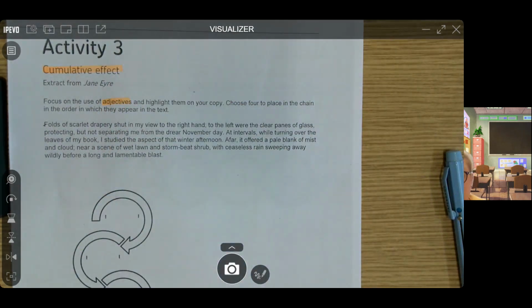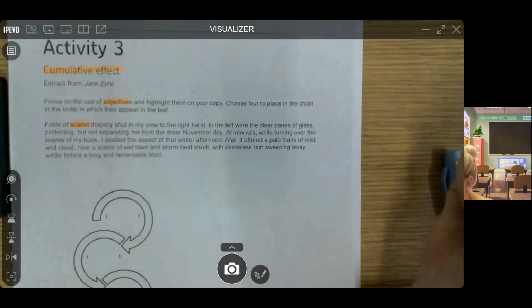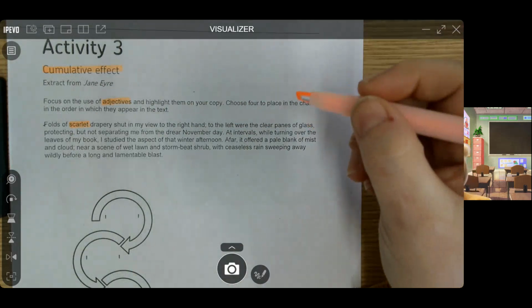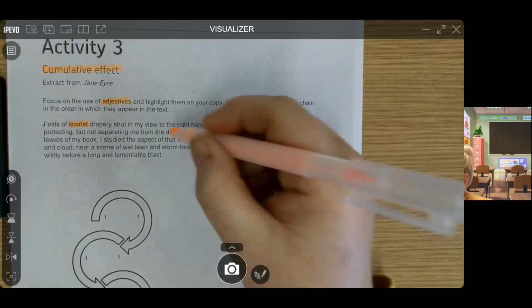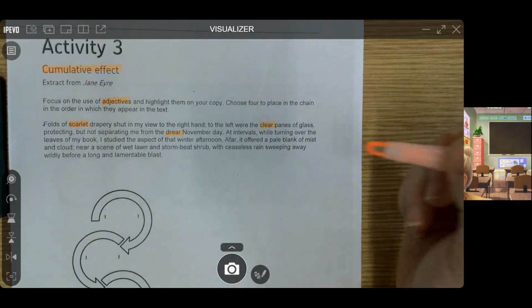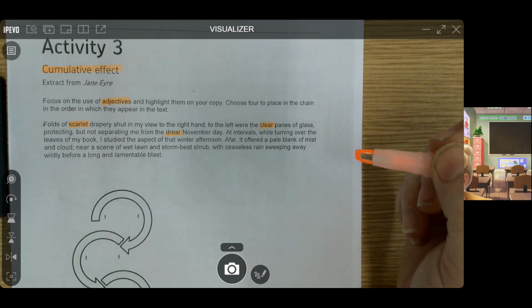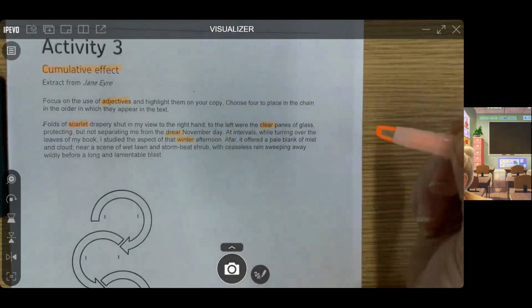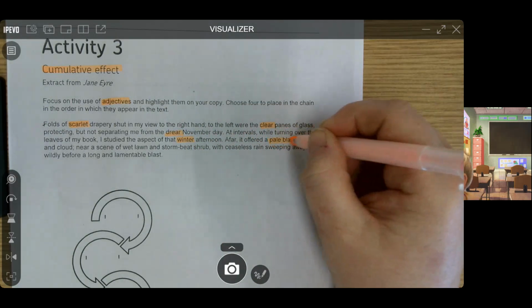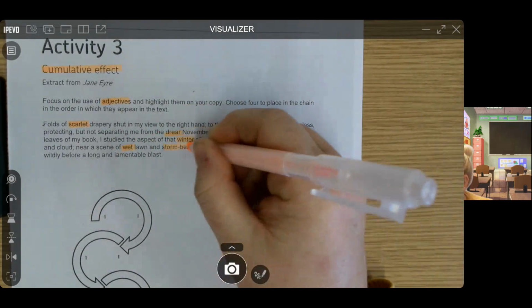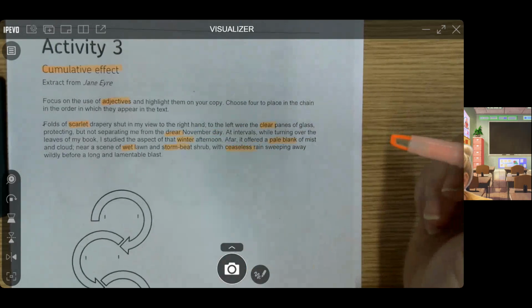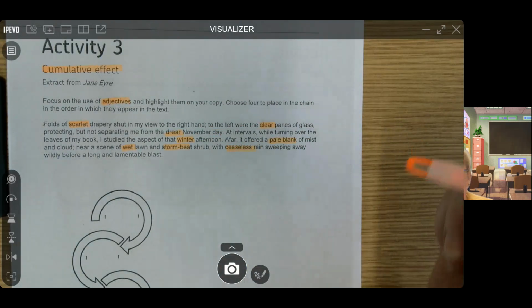and we're going to focus on how this extract is using adjectives. I'm going to read the extract through, and I'm going to highlight the adjectives that are being used. Folds of scarlet drapery shut in my view to the right hand. To the left were clear panes of glass, protecting but not separating me from the drear November day. At intervals, while turning over the leaves of my book, I studied the aspect of that winter afternoon. Afar, it offered a pale blank of mist and cloud.